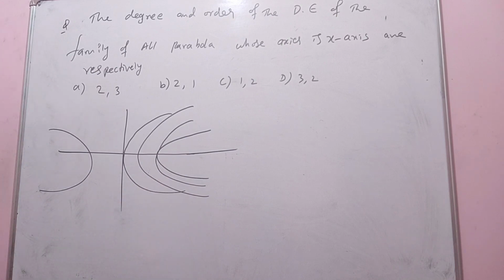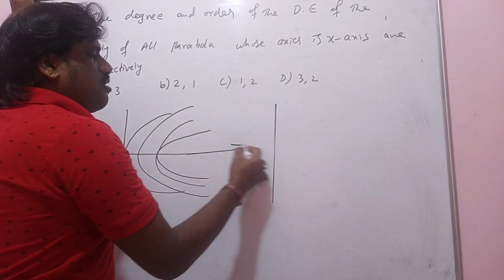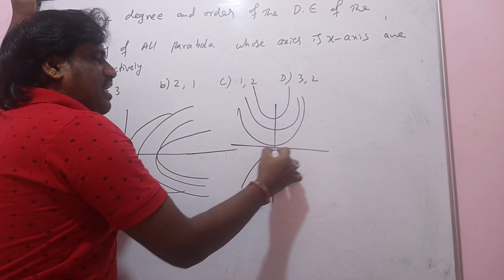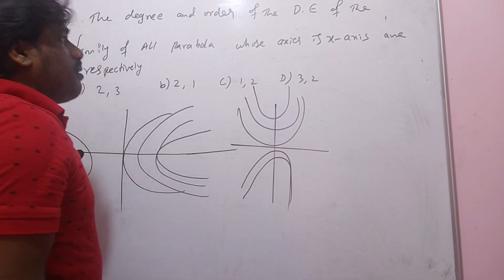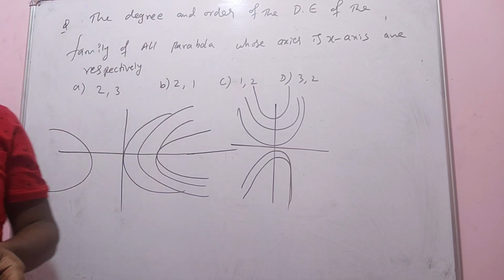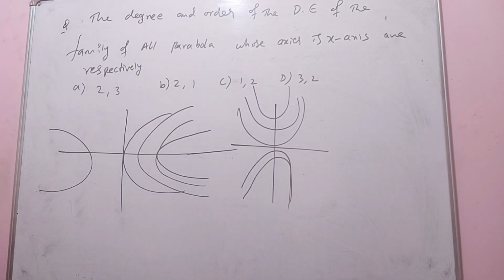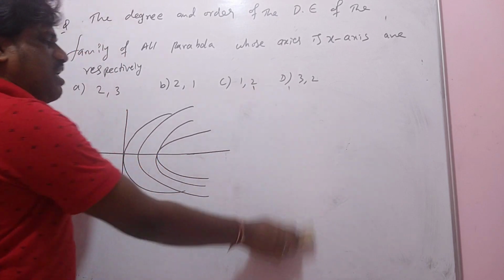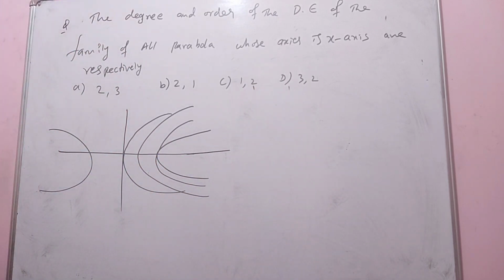So what is it saying here? The degree and order of the differential equation of the family of all parabolas whose axis is the x-axis. Whose axis means the parabola can be like this also, then this axis is the y-axis. But it is mentioned in the question that the axis is the x-axis. So I have to take this parabola, not this parabola.